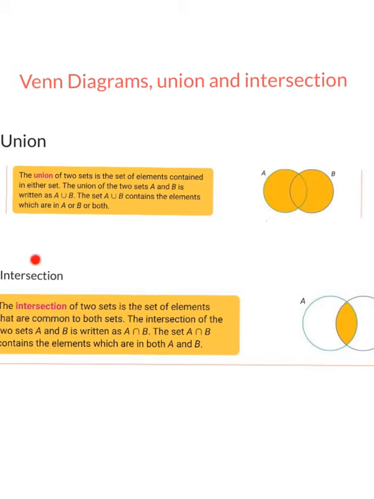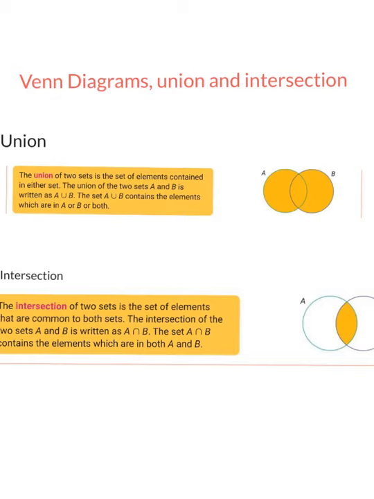Okay, so when we're dealing then with the intersection of two sets, a set of elements that are common to both sets. The intersection of the two sets A and B is written as A intersection B. So again, it's important that you know that symbol. So the set A intersection B contains the elements which are in both A and B. And we're only talking about this part of a Venn diagram.